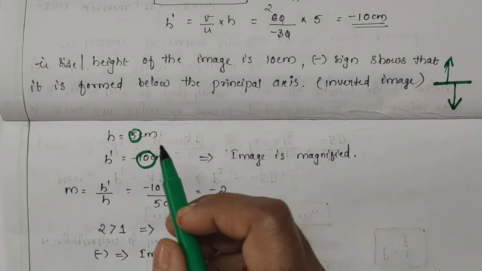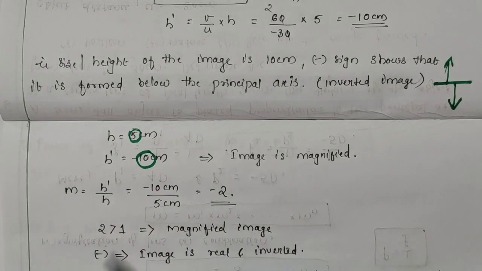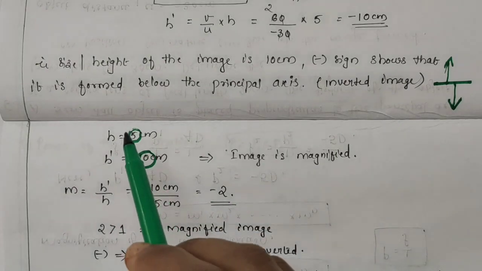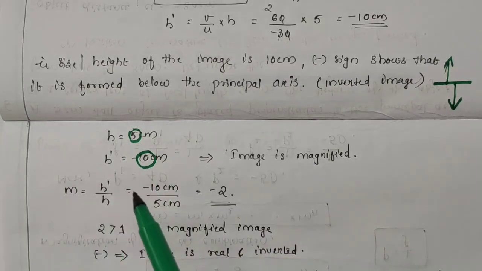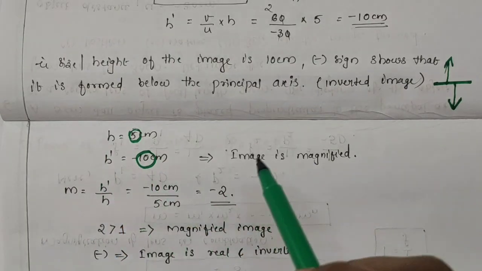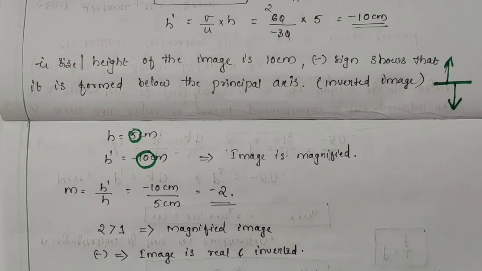Okay, you should treat the negative sign and the number separately. So 10 is greater than 5, that is h dash is greater than h. That is, the image is magnified. Height of the image is greater than height of the object, means image is magnified.